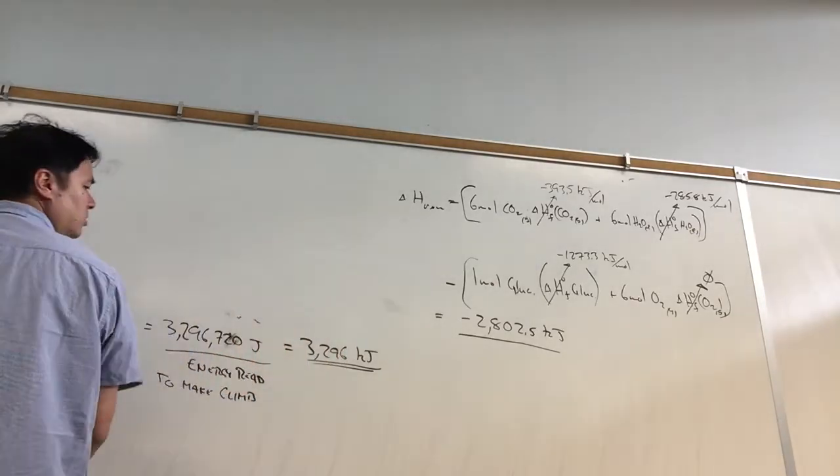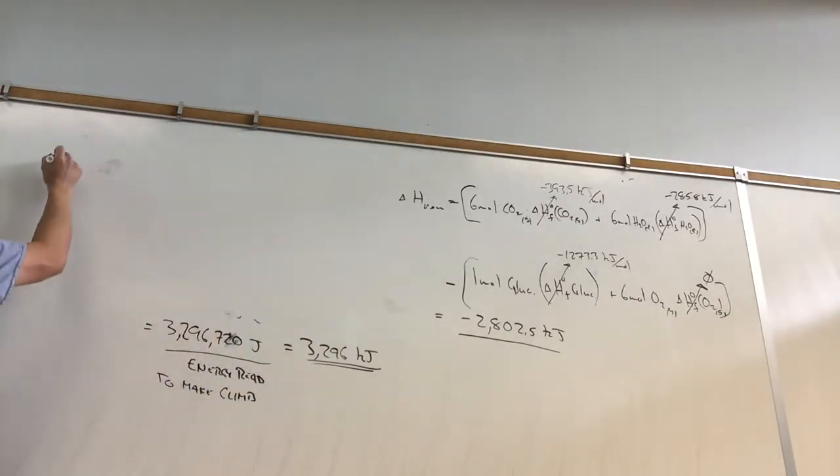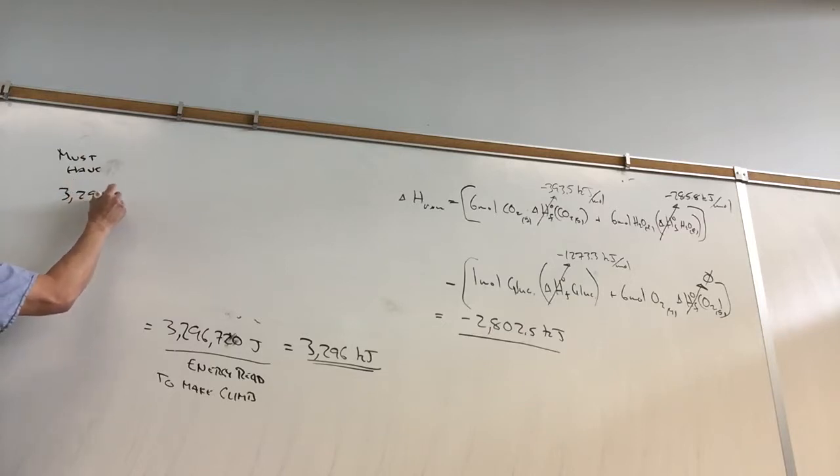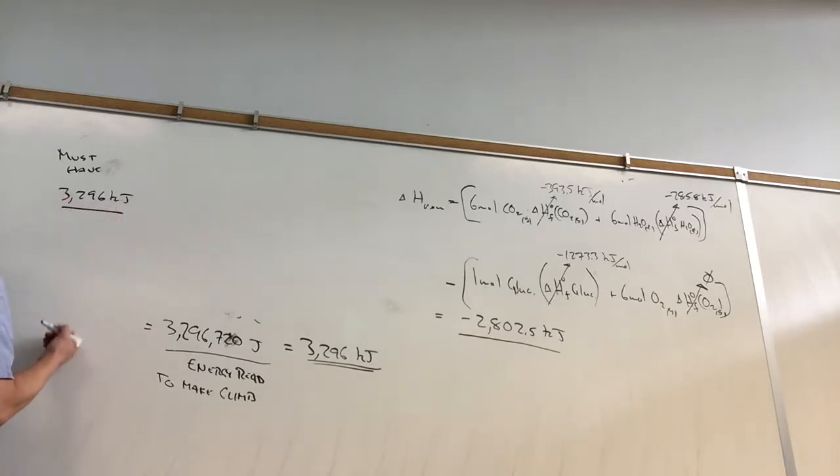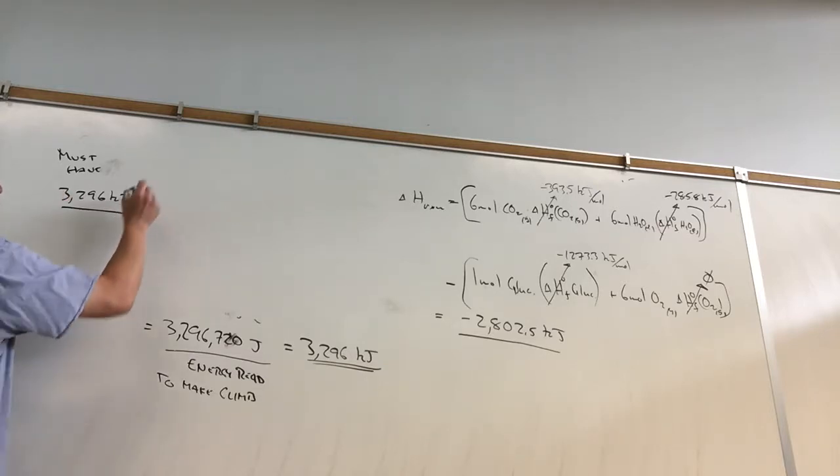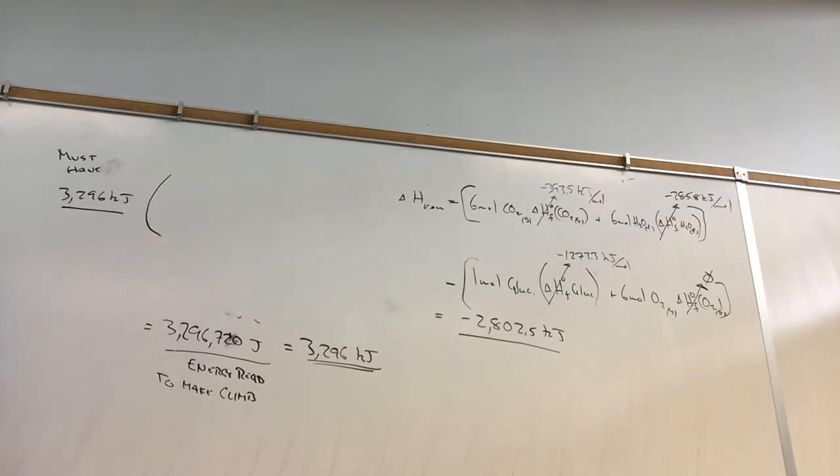And so this is what we're going to do. The fixed amount is this. We must have 3,296 kilojoules. Otherwise, we don't have enough energy to make the climb. And so this is our given here. But there's only 70% efficiency. So if you must have $3,000, but you know you're going to lose 30%, then you're going to have to compensate for that.